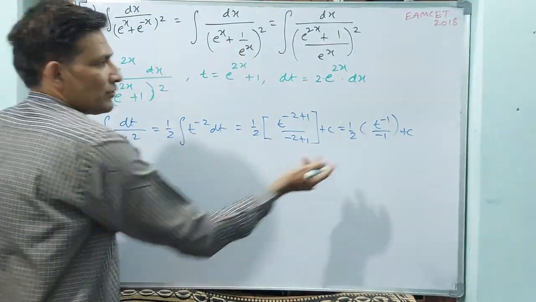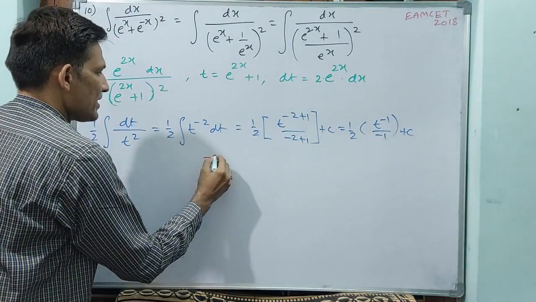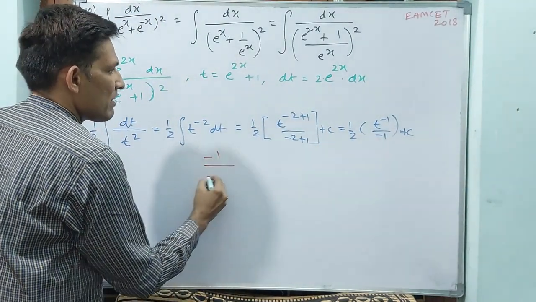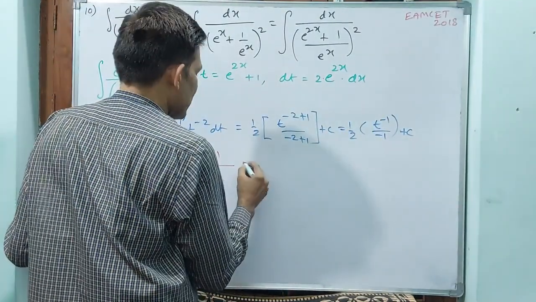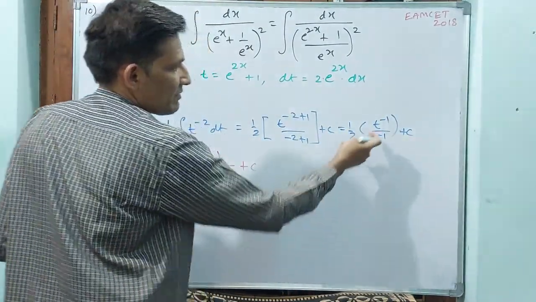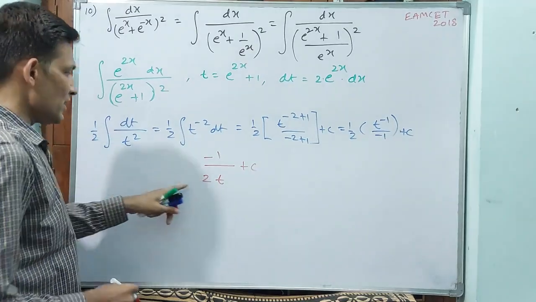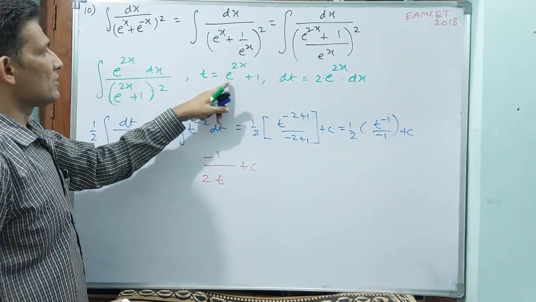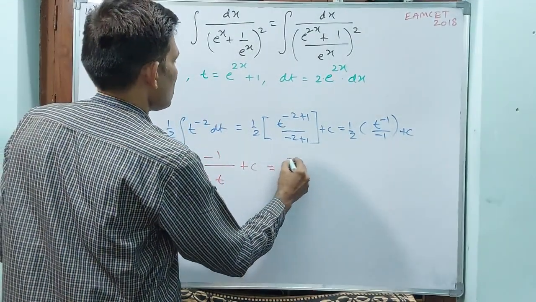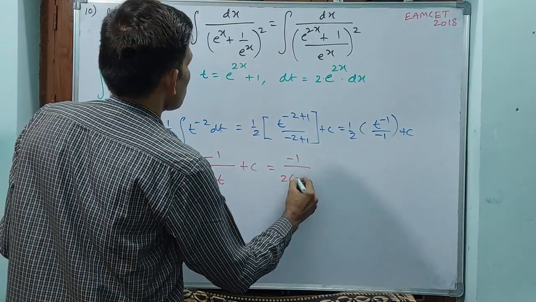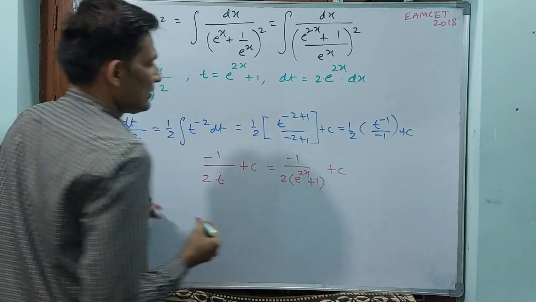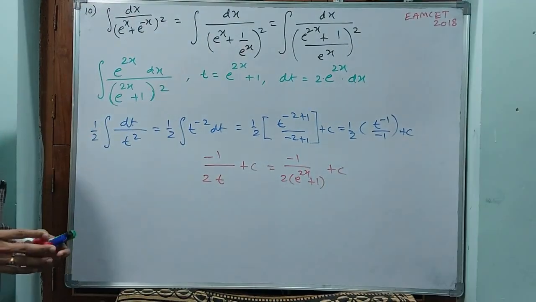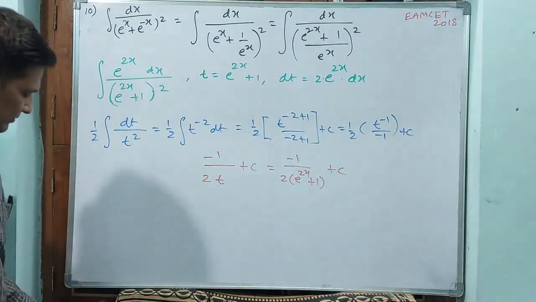You see, this minus is there, you transfer. Minus 1 divided by 2 times t. Why? Because t will come to the denominator. See, what is the t value? The t value is this one, completely write it down. That is equal to minus 1 by 2 times e power 2x plus 1, plus c. This is the answer. Okay, let us go for the next question.